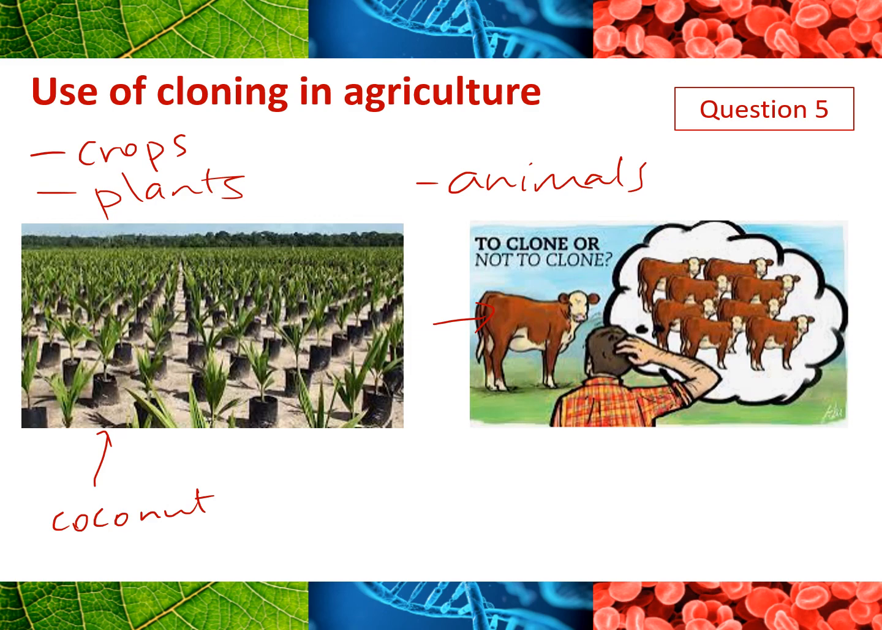What I want you to do is just have a think about asexual reproduction. You've started looking at ethics a little bit. I want you to go in to question 5, and this is really just your suggestions. What are some good things about cloning? How could it be used? How can it benefit people and farmers? And what are some potential risks?